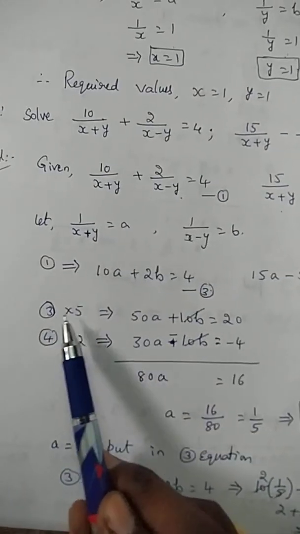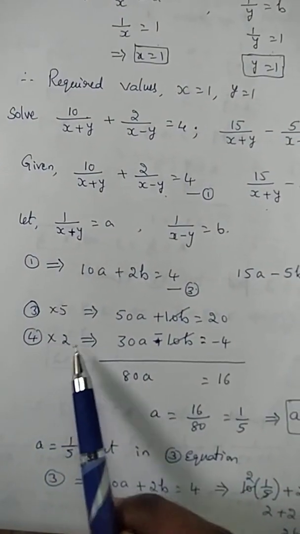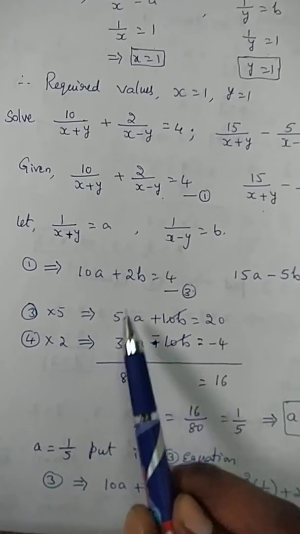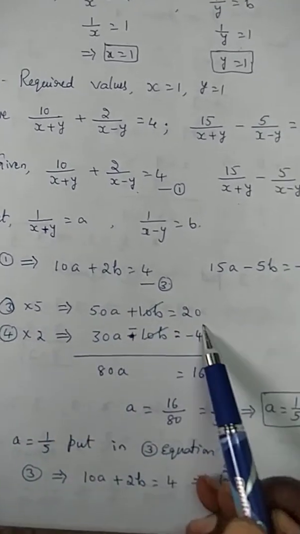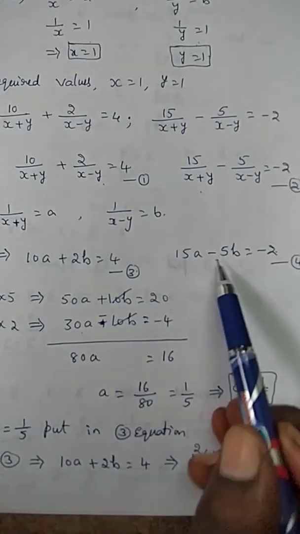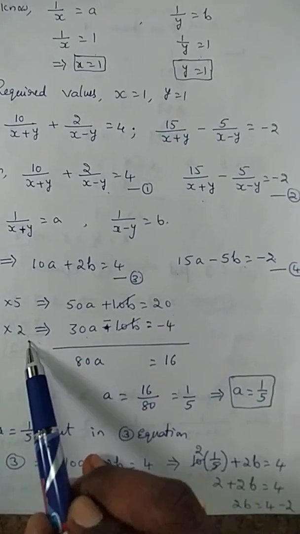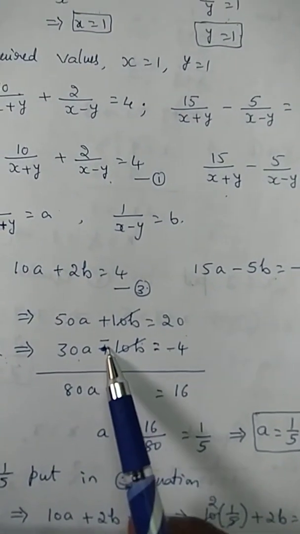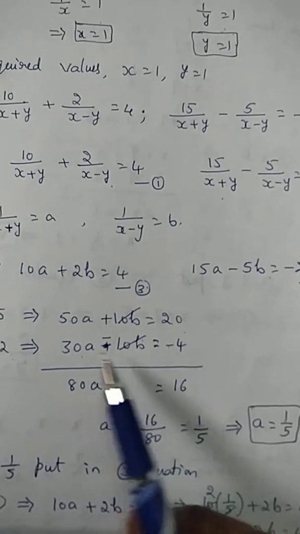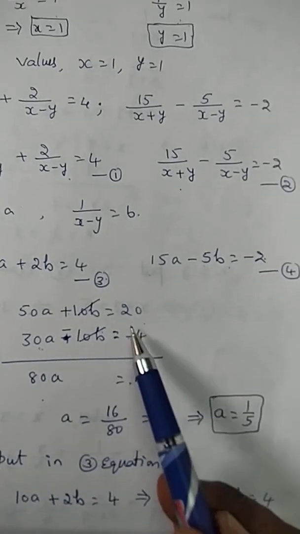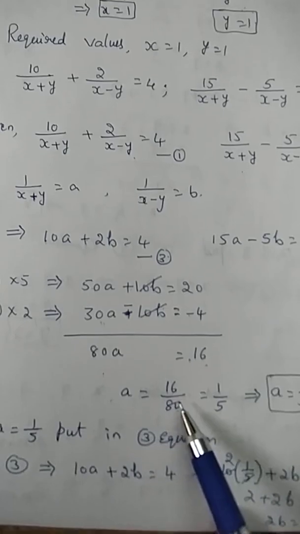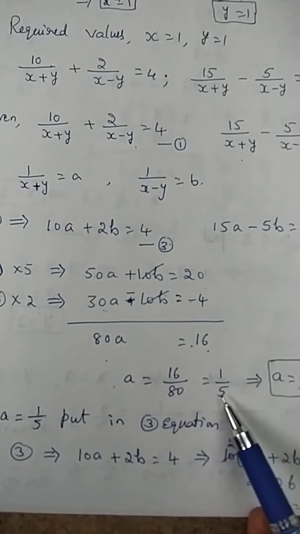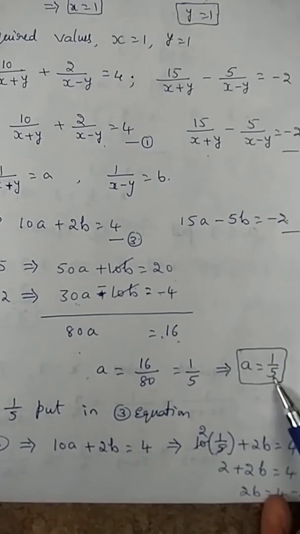So the third equation is multiplied by 5, the fourth equation multiplied by 2. Then third equation: 5 tens are 50, 5 twos are 10, 5 fours are 20. Then 15 twos are 30, 5 twos are 10, minus 2 into 2 is minus 4. So already the negative sign is there, plus minus cancel. 50 plus 30 is 80a, that is equal to 20 minus 4, 16. a is equal to 16 by 80, that is 1 by 5. a is equal to 1 by 5.